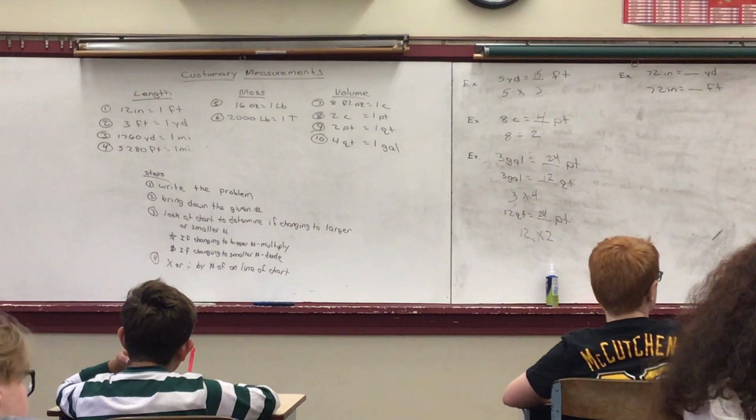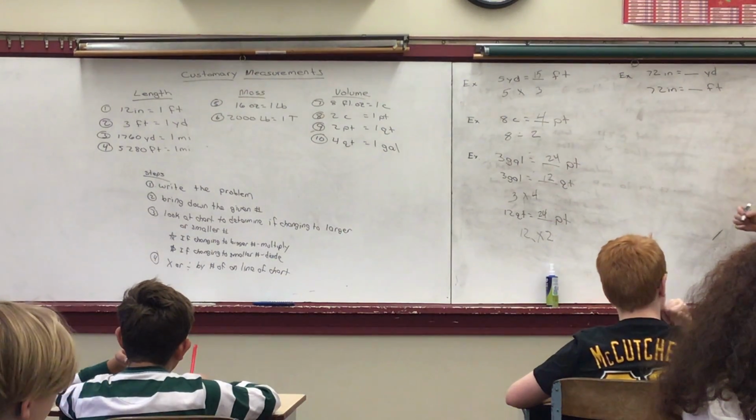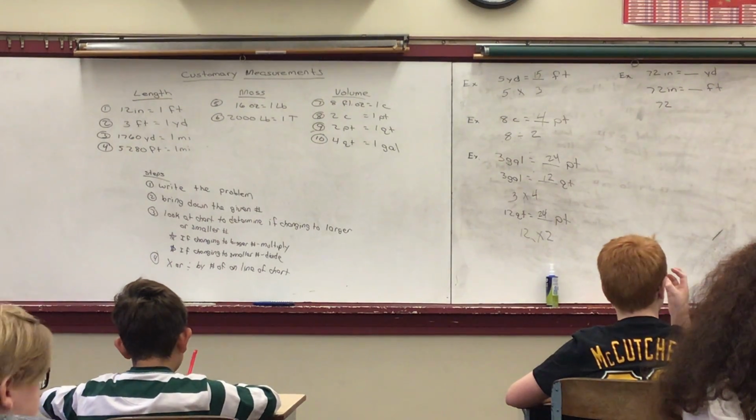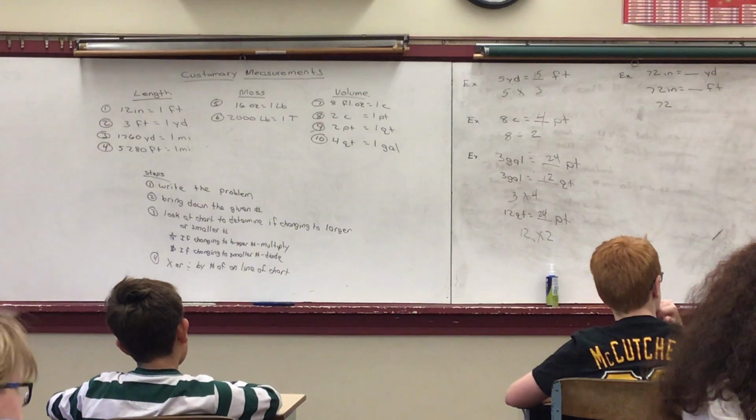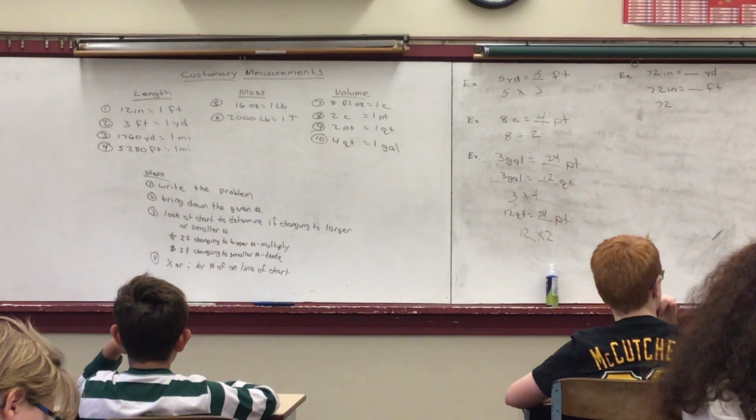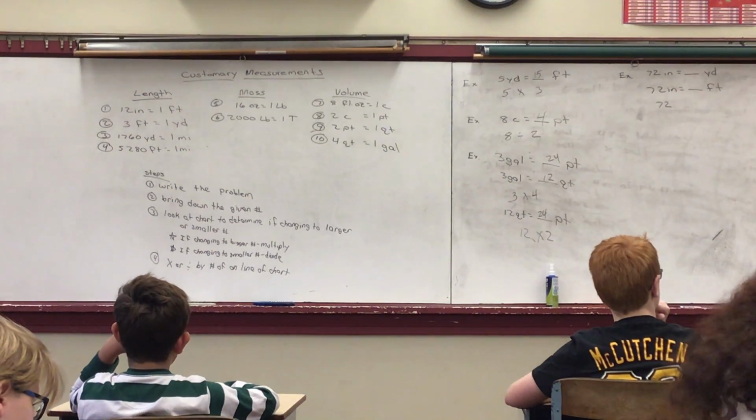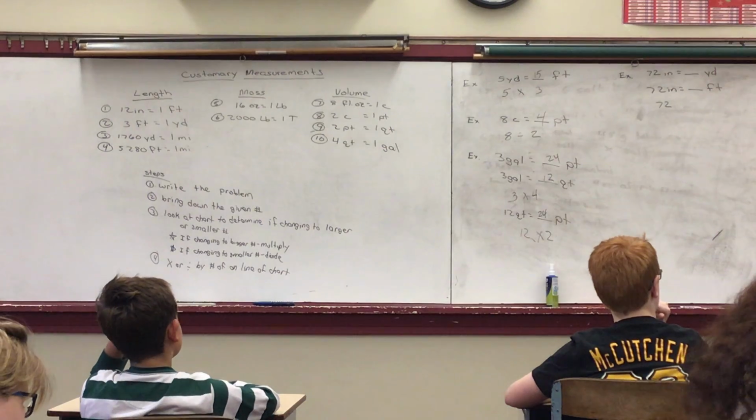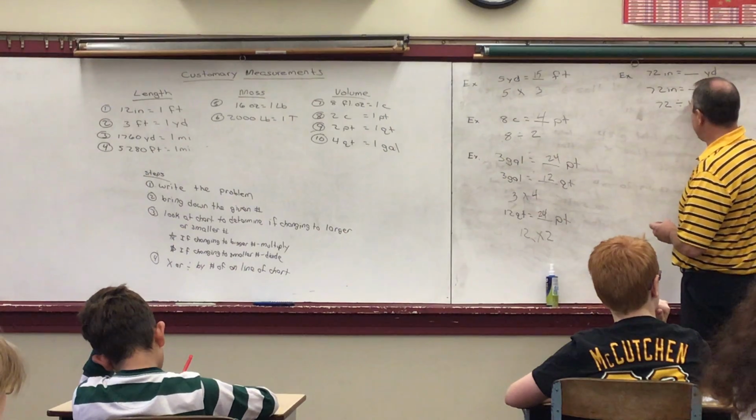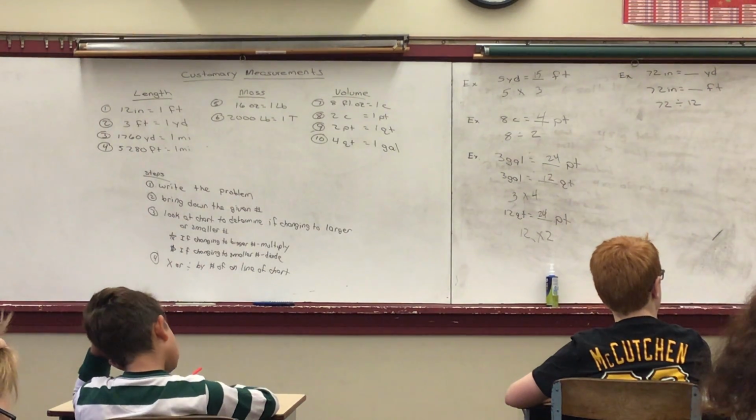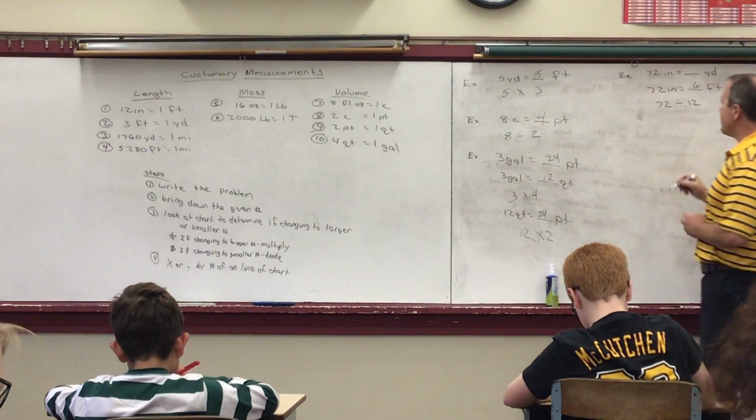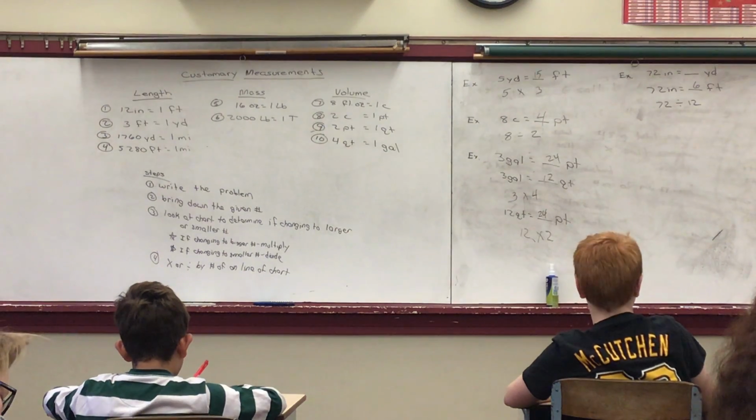Now, Camden, what am I going to do? Bring the 72 down. Now, I find out what line has inches and feet, which is which line? Line 1. I want to find what? Feet. Is that the bigger number or smaller number? Smaller number. So I'm going to divide. What am I going to divide by? 12. And 72 divided by 12, class? 6. So, 72 inches equals 6 feet.